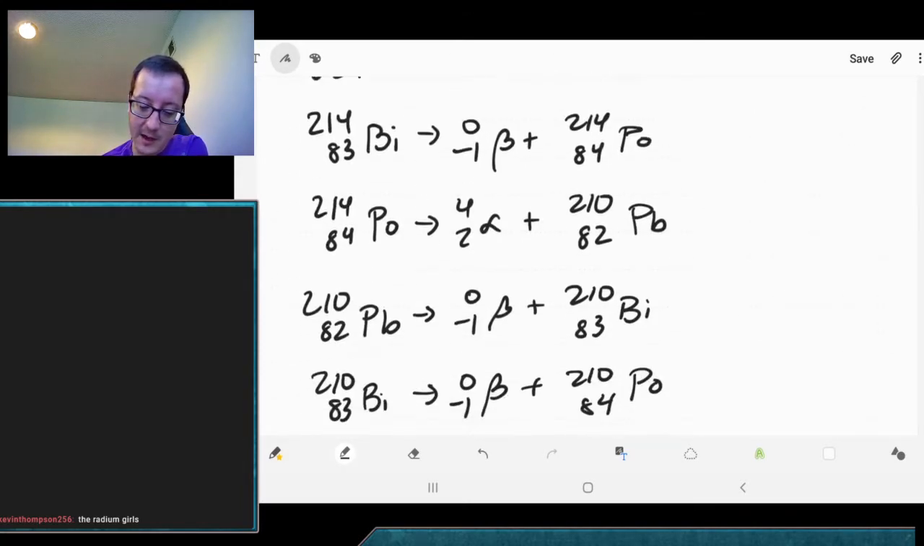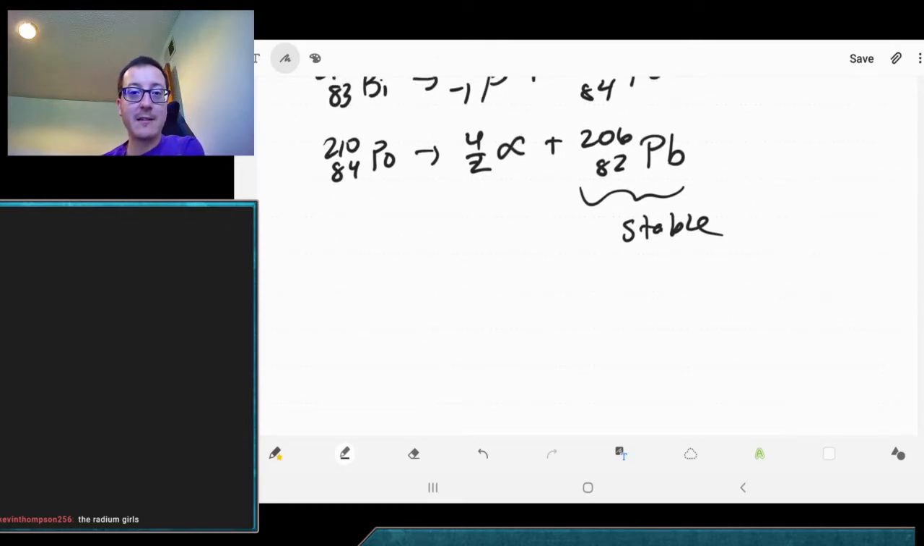You've probably heard of carbon dating before, but we can only use carbon dating up to maybe 50,000 years. Uranium dating can go billions of years. So we've estimated the age of the planet by using uranium dating. But that's a little bit ahead of us. So we're good there. Okay, so there's our decay processes.